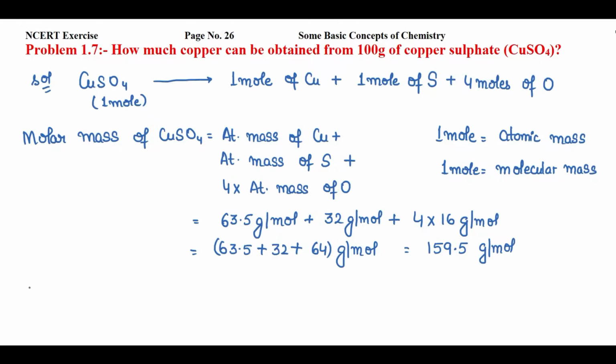We have to find the amount of copper, right? So I'll see the atomic mass of copper also, because I know that 1 mole of copper sulfate is giving 1 mole of copper. So definitely 1 mole of copper sulfate is equal to the molar mass or molecular mass of copper sulfate, and 1 mole of copper is equal to the atomic mass of copper, right? So the atomic mass of copper is 63.5 gram per mole. Now we will apply the unitary method over here.